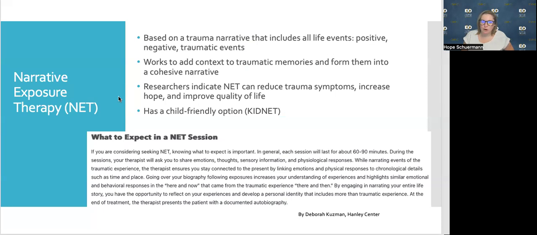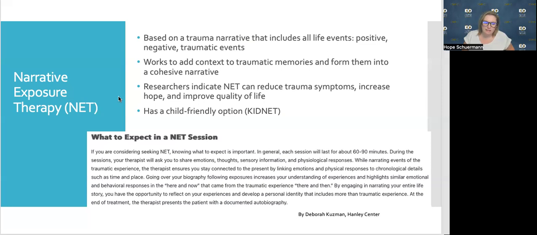So narrative exposure therapy includes working through a trauma narrative, but on a bigger scale. So you would do a chronological narrative of all your life events. And it works to add context to traumatic memories so that you can form a more cohesive narrative.